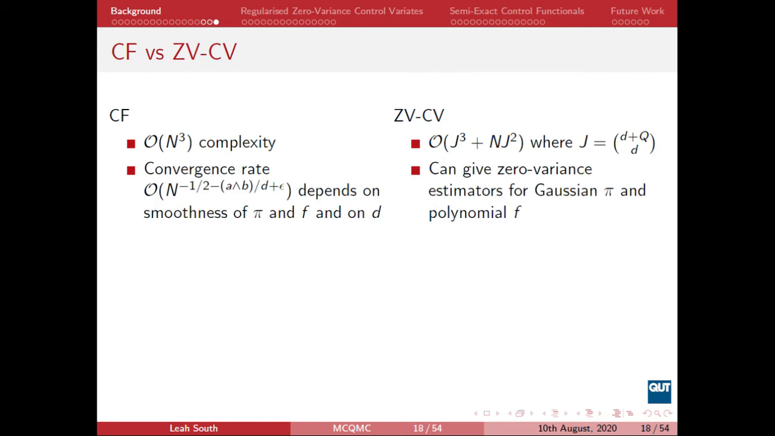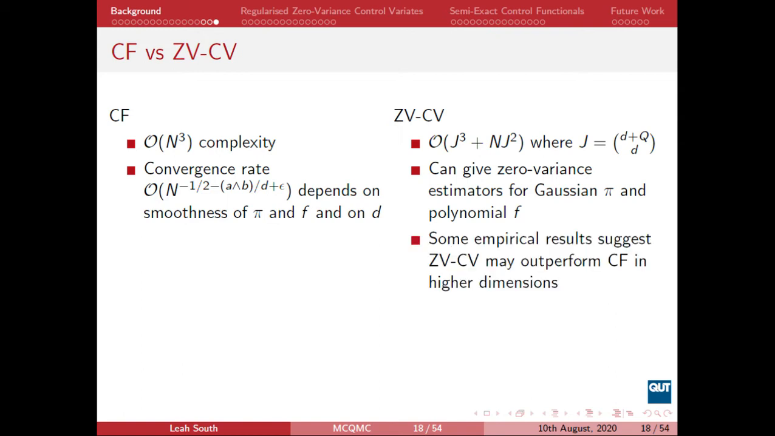Control functionals have some really nice properties, saying that you can actually get better than 1 on root n convergence, and the amount that you get better depends on how smooth pi is and how smooth f is, as well as on the dimension. Zero-variance control variates doesn't have that property just for a fixed polynomial order, but it does give you the possibility to get zero-variance estimators. So if you've got a Gaussian target distribution pi, and you want to evaluate the expectation of some polynomial, then ZVCV will give you the exact answer. So you get zero-variance estimators in ZVCV in that setting. Some empirical results suggest that ZVCV may outperform control functionals in higher dimensions as well.